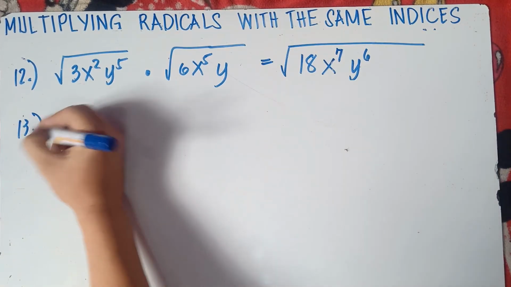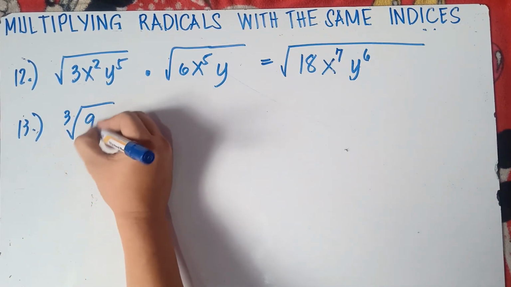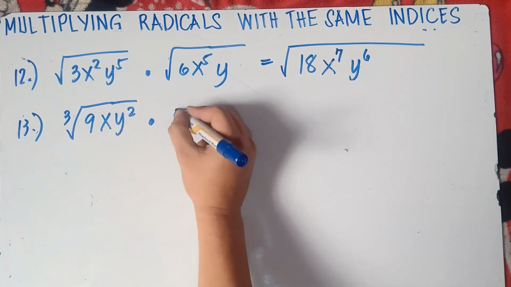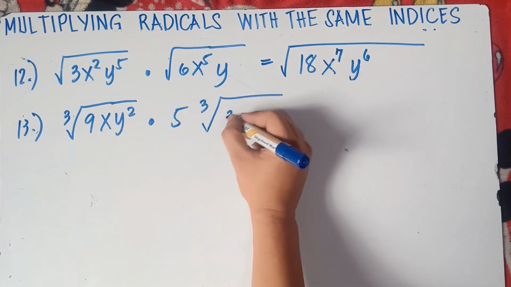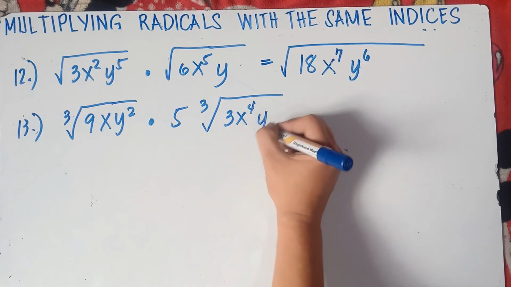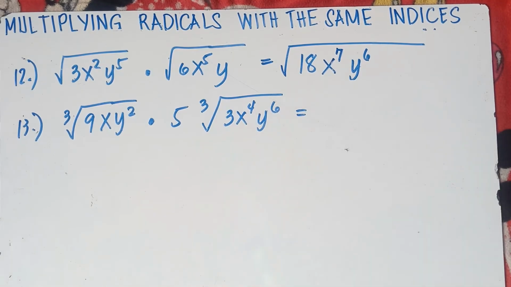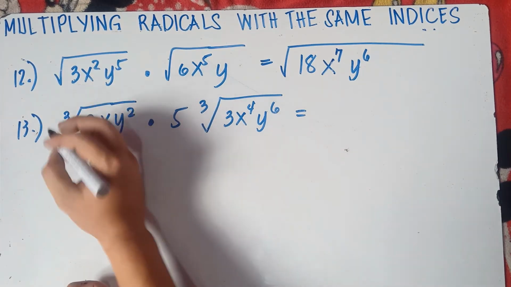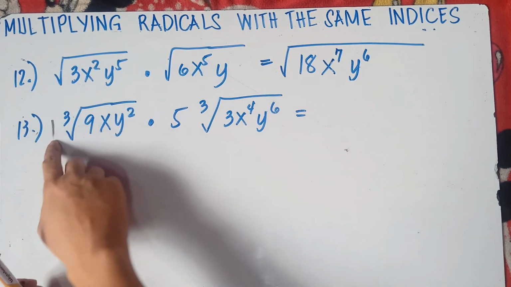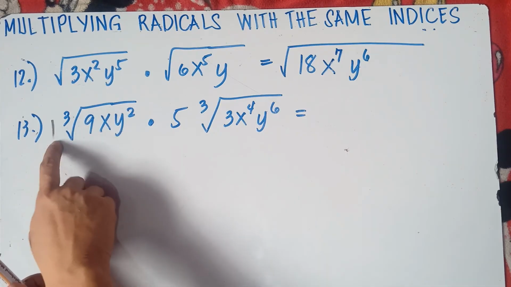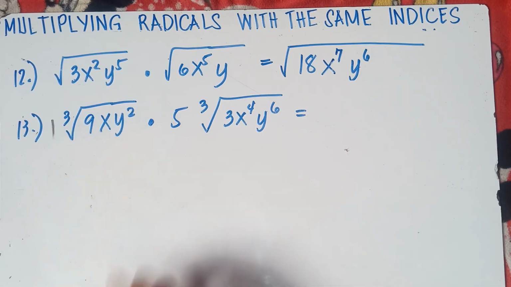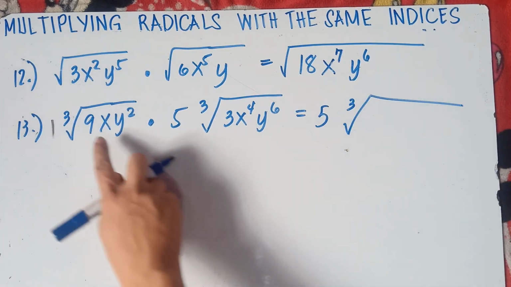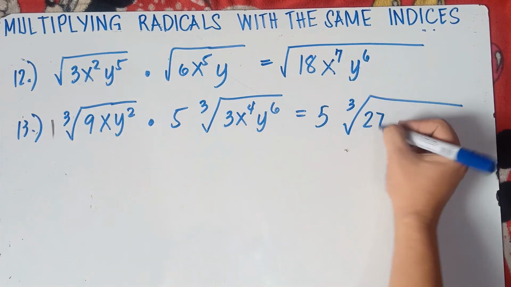So 13, we have the cube root of 9xy squared times 5 cube root of 3x raised to the power of 4 y raised to the power of 6. Alright, so multiply the numbers outside. So we have 5, and then understood that there's 1 here. If you didn't see any number outside the cube root, understood that there's 1. So 1 times 5, that is 5. Copy cube root of 9 times 3, that is 27.